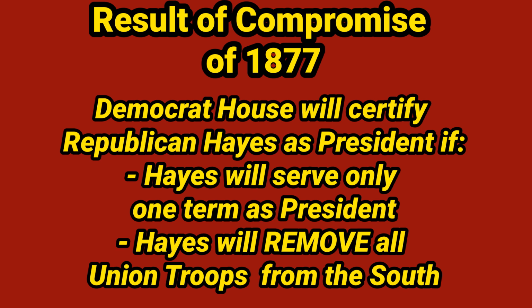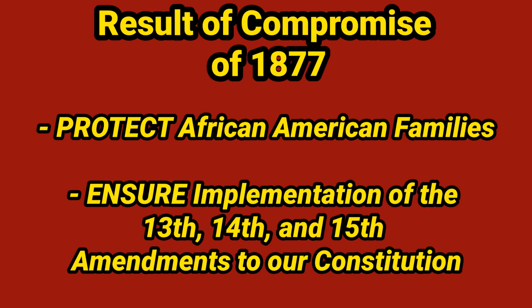Republican Hayes would only serve one term. But for the House, controlled by the Democrats, to allow him to be president, he had to promise to remove all the Union troops in the South. Remember, the Union troops are in the South for the safety of African Americans, to make sure there was no slavery, no involuntary servitude, that you had your civil rights, and the black men were allowed to vote. Well, the troops were there to secure that, or to protect the African-American male voters and their families.